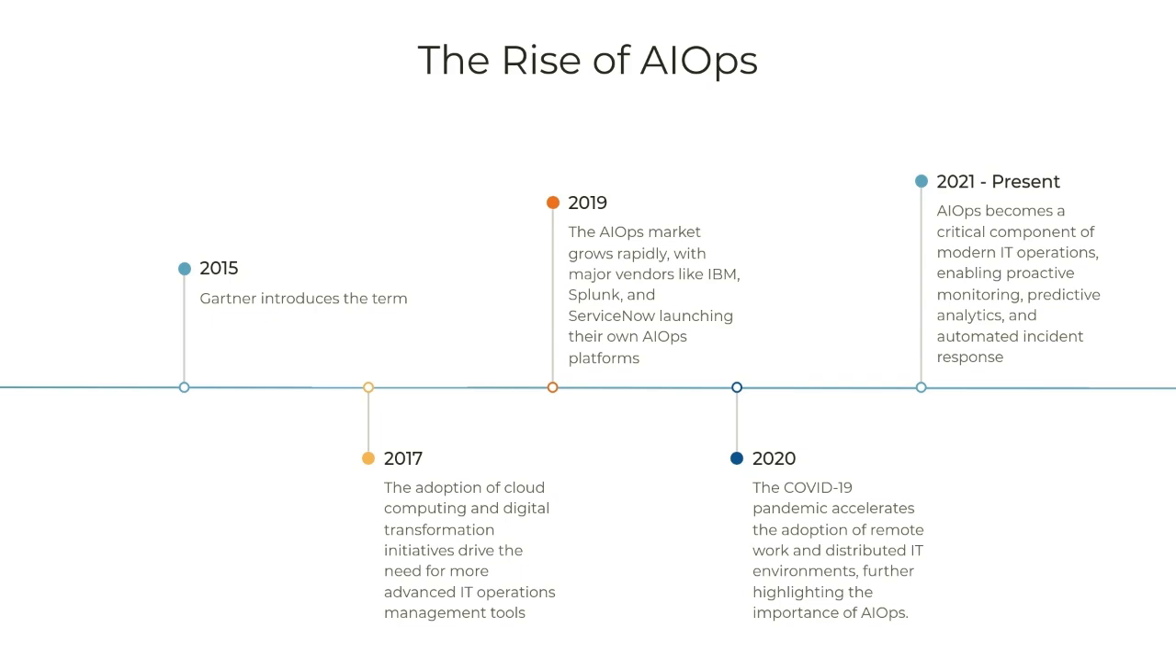For example, in my own experience with clients, AI Ops has allowed us to predict outages and prevent downtime in critical systems, something that would have been impossible with traditional tools. It's no longer just a nice to have, it's become essential for staying competitive. This timeline shows how AI Ops has evolved to meet the needs of modern IT environments. What started as an idea in 2015 is now a critical tool that helps organizations stay ahead of issues and keep their systems running smoothly.